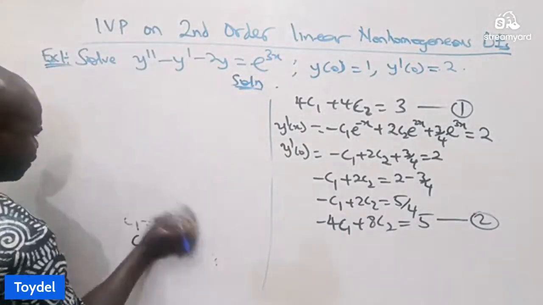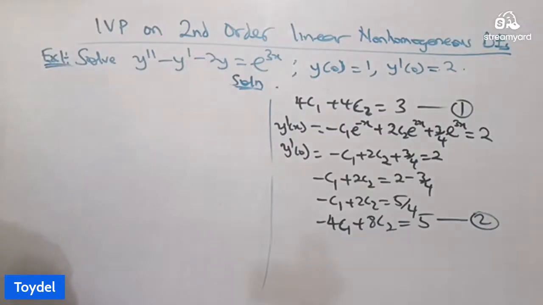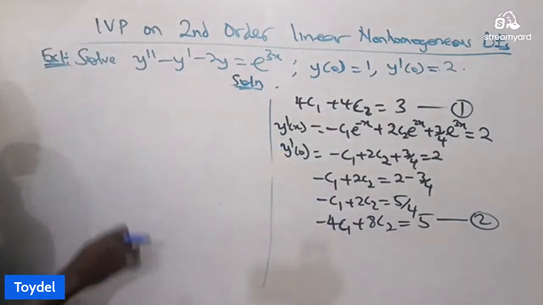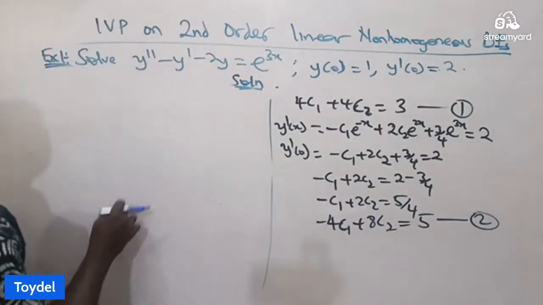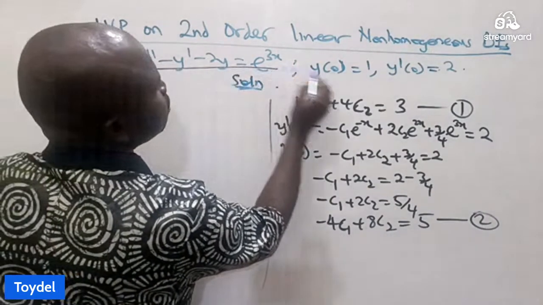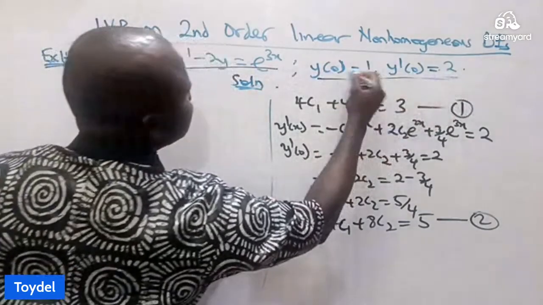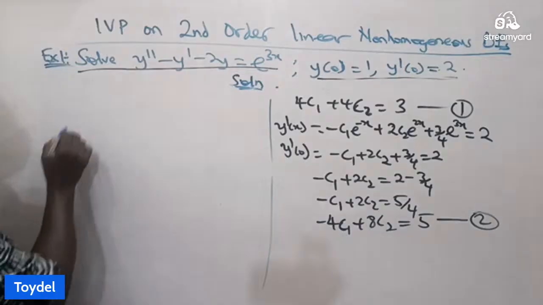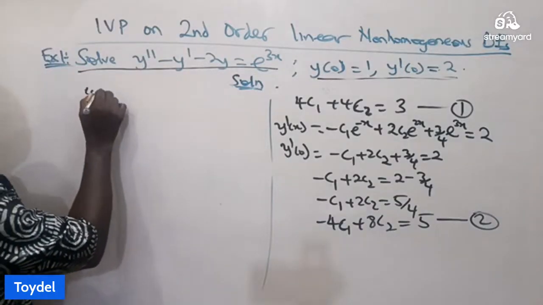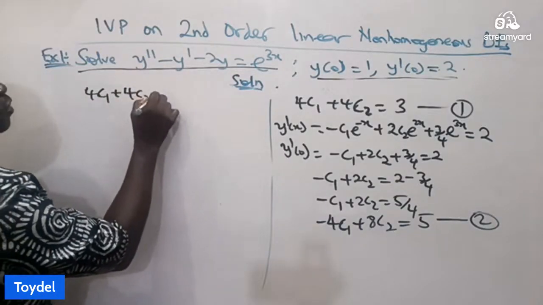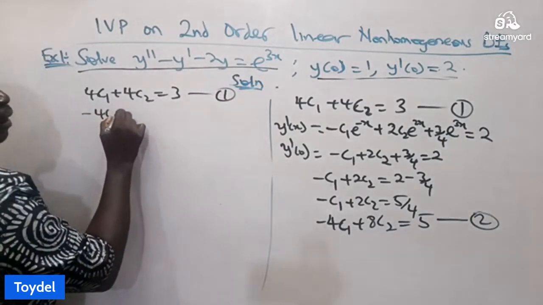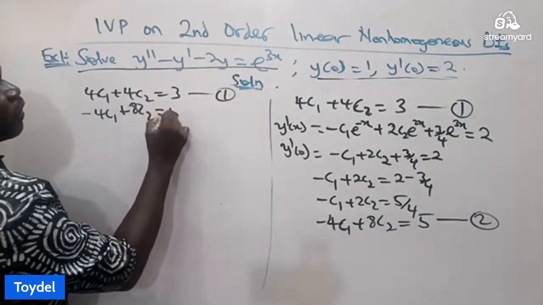When we introduced the differential equation, we said that once you substitute the value of the arbitrary constant into that particular solution, then that gives the actual solution to the problem. The differential equation plus subsidiary conditions will give us the IVP. So we have 4C1 plus 4C2 is equal to 3, equation 1. Then minus 4C1 plus 8C2 is equal to 5, equation 2.